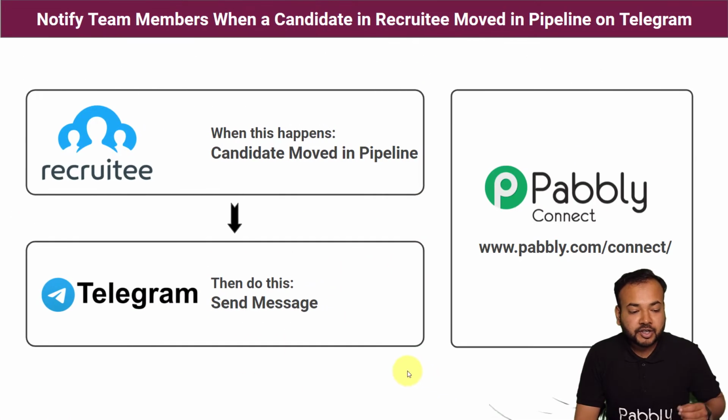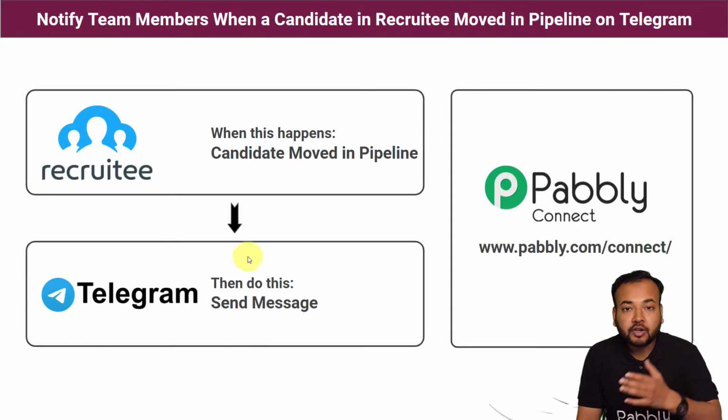So this automation is going to work like this. Here we have taken the example of Recruitee application, which is a collaborative recruitment tool or hiring tool. And here, as and when any candidate that you have added in the recruitment process is moved in the pipeline of recruitment process in any stage, a message will be delivered to your team present on Telegram telling them that this person is moved to this process or to this stage automatically.